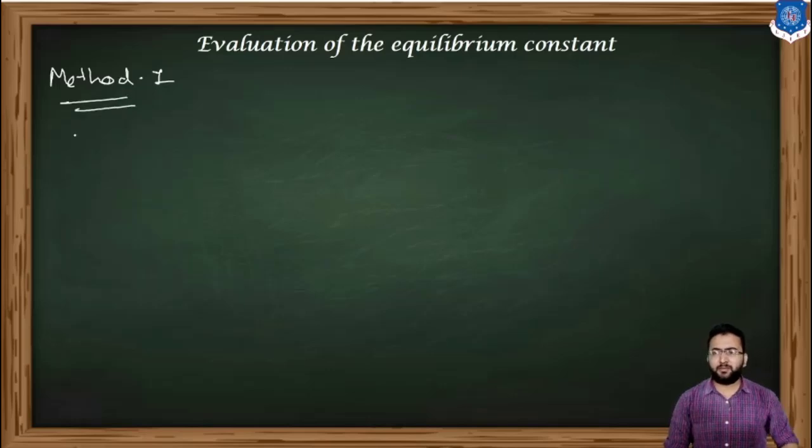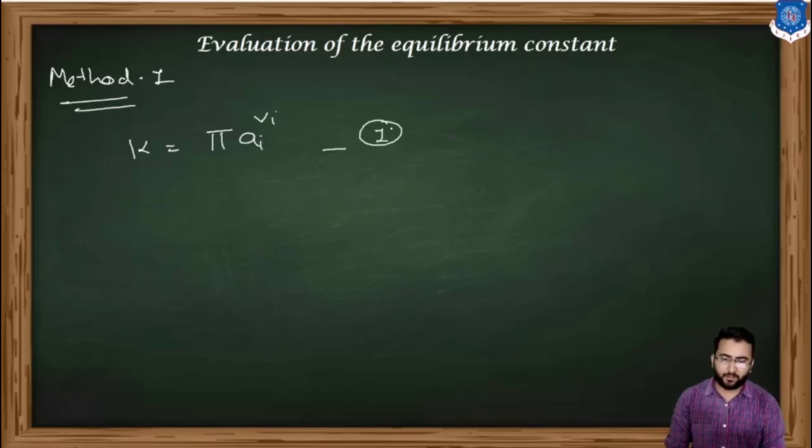There are mainly three methods to find out the equilibrium constant. The first method is the experimental method. The equilibrium constant K may be calculated from the experimentally measured values, using the equation K is equal to pi of a_i raised to the power v_i, which is our equation number 1.